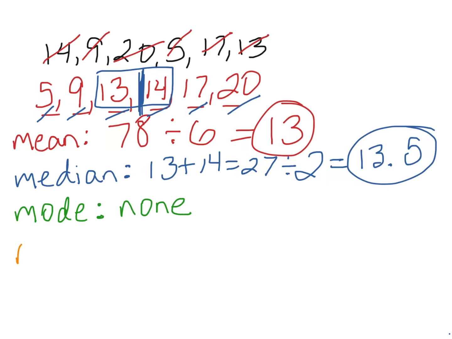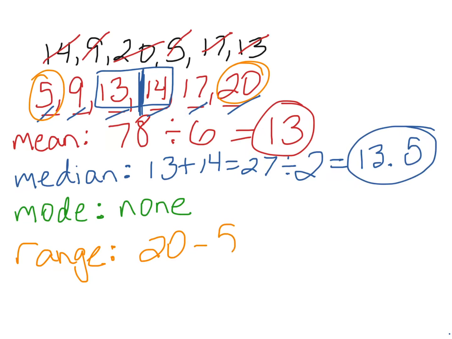And then, last but not least, let's find the range of numbers. What our range is, we're going to take our largest number, 20, subtract our smallest number, 5, and our range is 15. So that's how you find mean, median, mode, and range. So you should be able to use this information to help you with your practice homework problems.